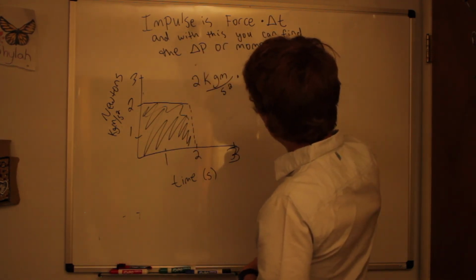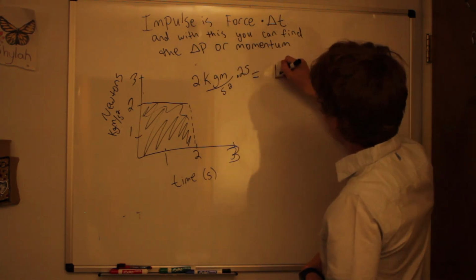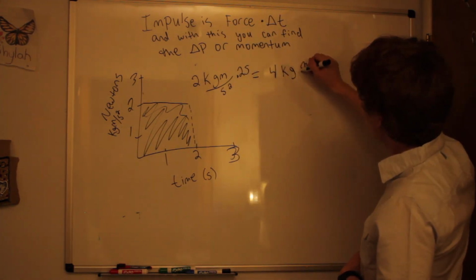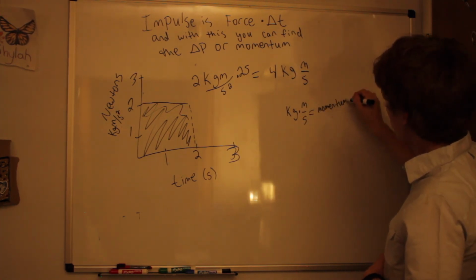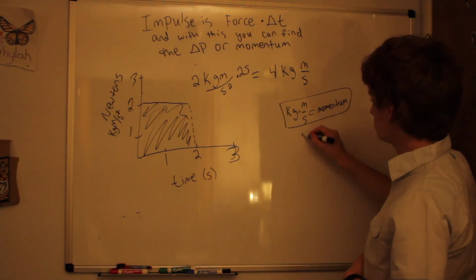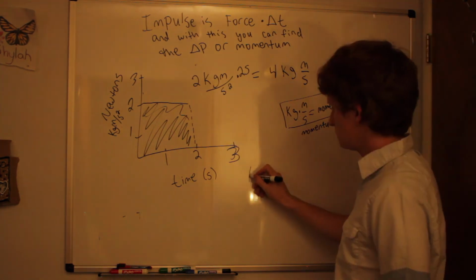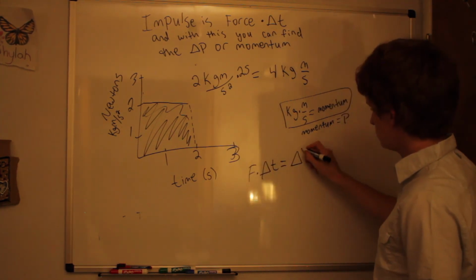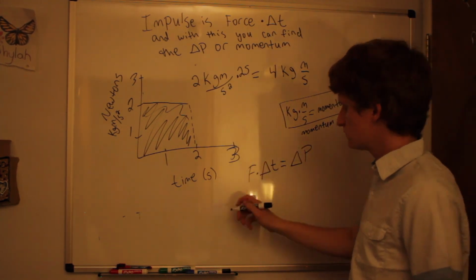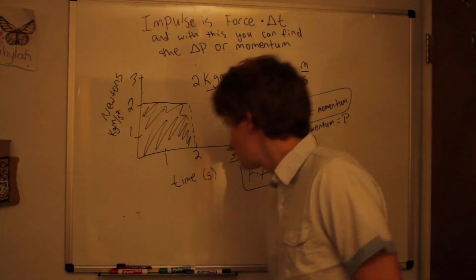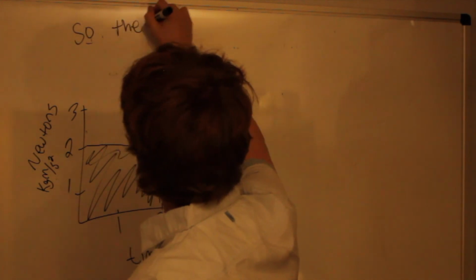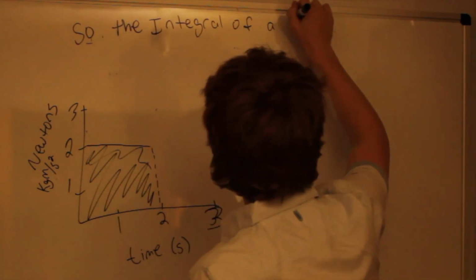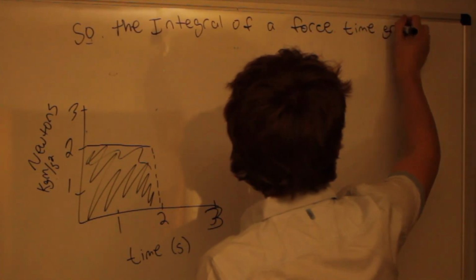So when you multiply newtons by seconds, one of those seconds cancels out, so you end up with 4 kilograms times meters over seconds, which is also momentum. Kilograms times meters per second is momentum, which is represented as a p. So force times change in time equals the change in momentum, which means when you use the integral of a force time graph, you can find the change in momentum, also known as impulse.